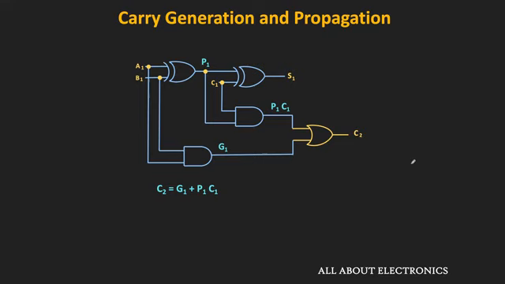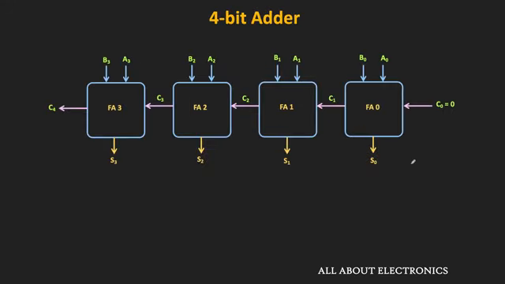Now we have just seen that C1 is equal to G0 plus P0 dot C0. So after further simplification, we can write C2 by this expression. This expression shows when the carry output C2 will get generated. Similarly, here S1 will be equal to P1 XOR C1. This carry output C2 will be given as an input to the next stage.